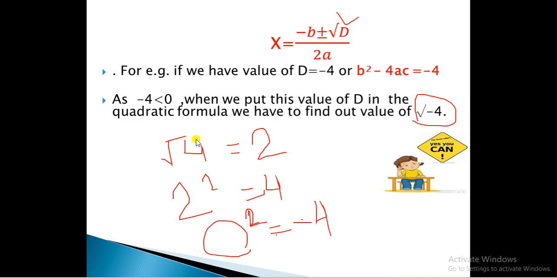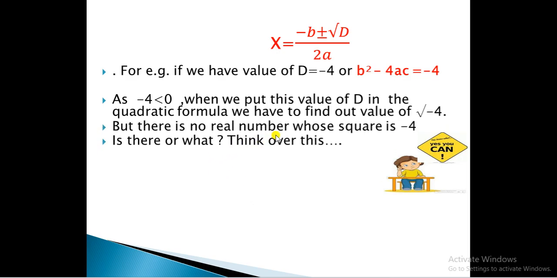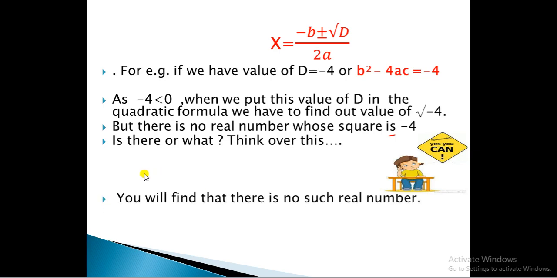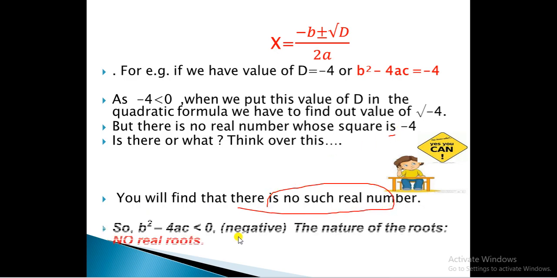No. Because just now we said it is not possible to find any number whose square is negative. There is no real number whose square is minus 4, as just explained. So is there one? Think over this. It is no. You will not find any such real number whose square is negative. So whenever b square minus 4ac is less than 0, or negative, there will be no real roots. Remember, no real roots in case of d less than 0.